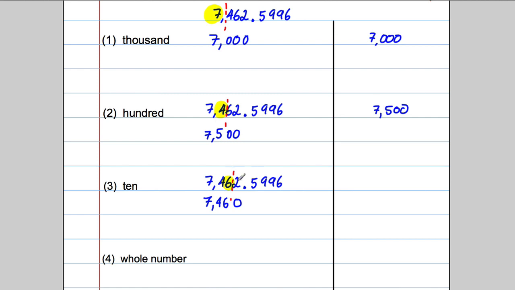Alternatively, if I was giving this to someone and I had £10 notes, would I give them 7460 or 7470? I'd give them 7460 because it's closer. And similarly with the whole number, do the same thing here.